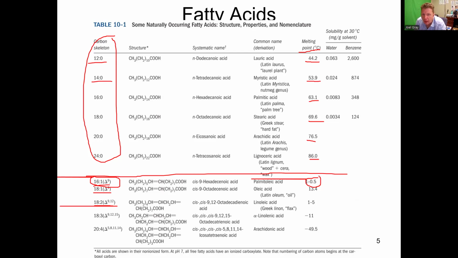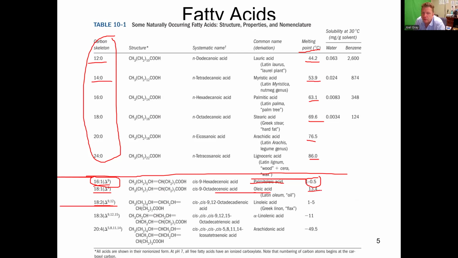So if I had palmitoleic acid and I put it in my hand, it's going to be a liquid. That is going to be a liquid at room temperature, because room temperature is about 23 degrees Celsius. So that is definitely a liquid. It has melted. Now let's take that palmitoleic acid and add 2 more carbons to it to make oleic acid.